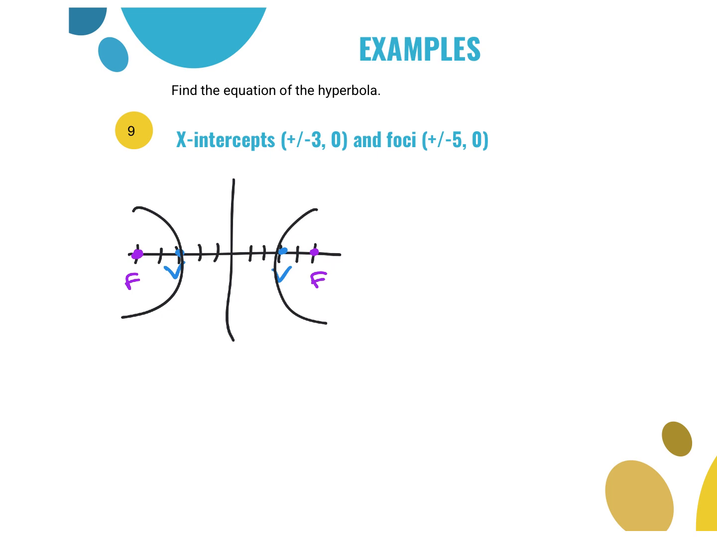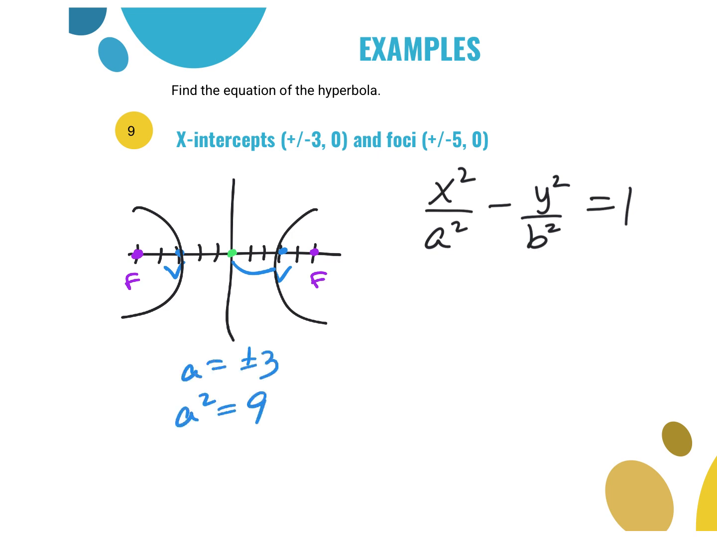And again, we can figure out that the midpoint between those two x-intercepts, or the midpoint between the foci, the center point, is at 0, 0. So again, because it's crossing that x-axis, my equation I'm going to be filling in is x squared over a squared minus y squared over b squared equals 1. Now I can find my a value by seeing how far away that vertex is from the center. And I can see that it's 3 spaces away. So I can say a equals plus and minus 3. So a squared is going to be 9.